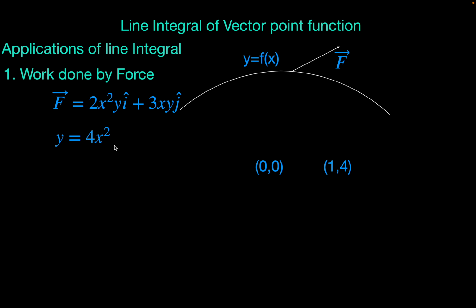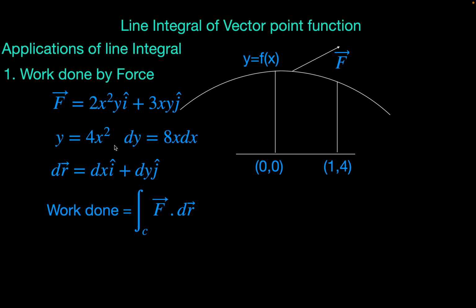The line integral of vector f along this curve from initial point to final point gives the work done. So we write the work done equals the integral of vector f dot vector dr along this curve, and on taking the dot product we obtain the integral along the curve of 2x square y dx plus 3xy dy.